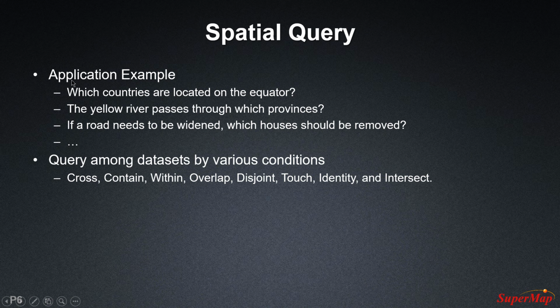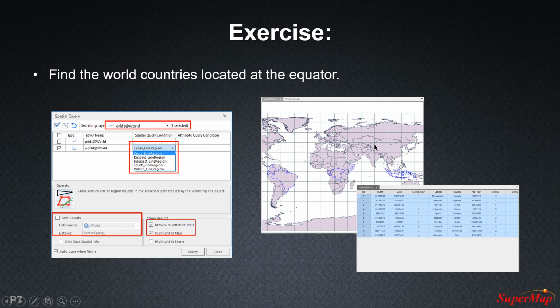Here we can see some application examples that require spatial query usage. For example, which countries are located on the equator? The Yellow River passes through which provinces? If a road needs to be widened, which houses should be removed? So let's go ahead and see how spatial query is used. In order to do that, we're going to do some exercises. The first one is going to be finding the world countries that are located at the equator. So let's go into iDesktop and see how that works.